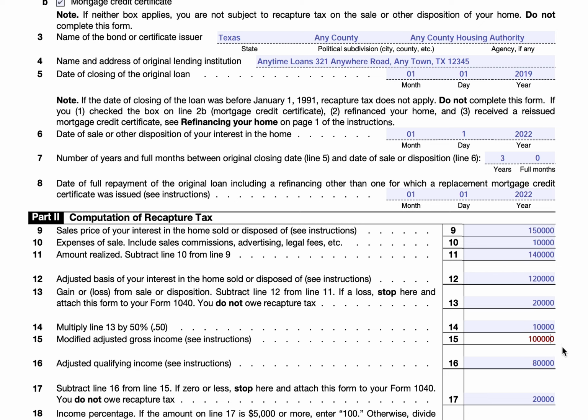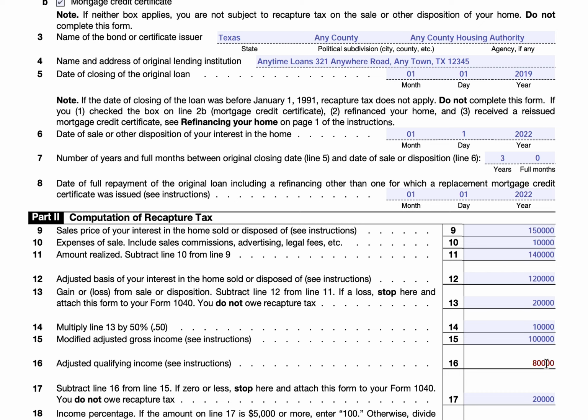So in line 15, we're going to enter modified adjusted gross income. Generally speaking, that's going to be line 11 of your tax return, your adjusted gross income, plus line 2A of your tax return, which is tax-exempt interest. Combine those together, leave out the sales price, and that is your modified adjusted gross income. For those of you who may be on Medicare and have to pay IRMAA, if you've ever completed a Form SSA-44, the modified adjusted gross income is virtually the same in that situation as it is here.